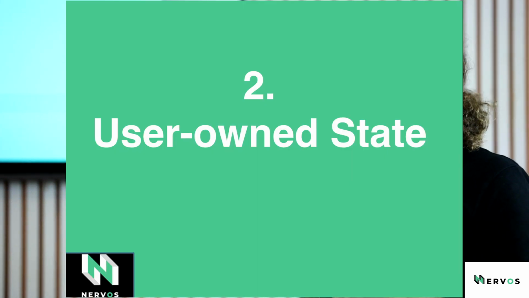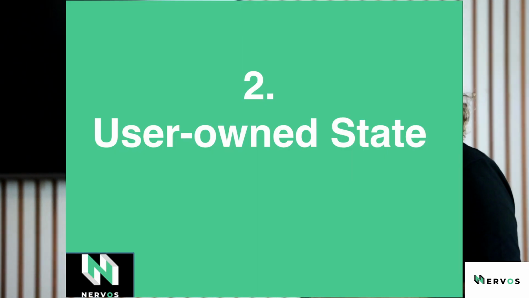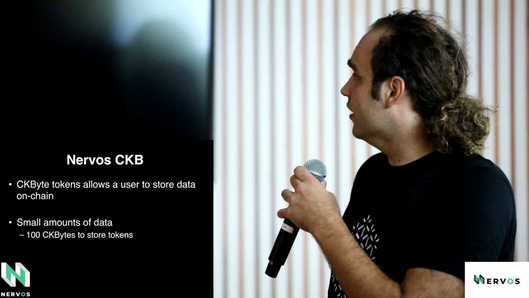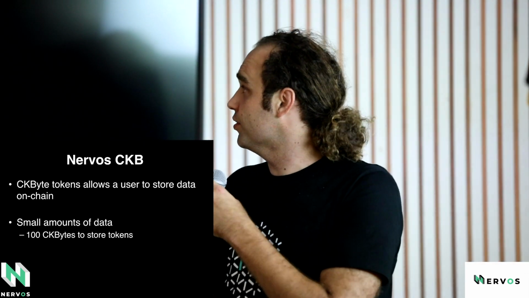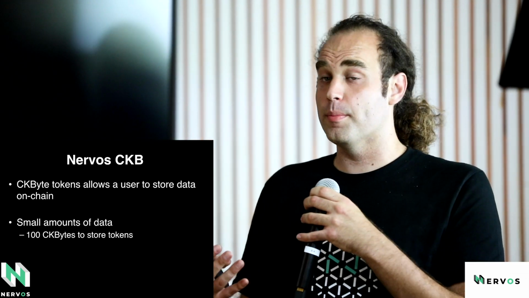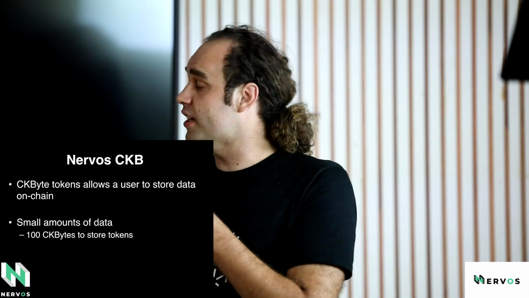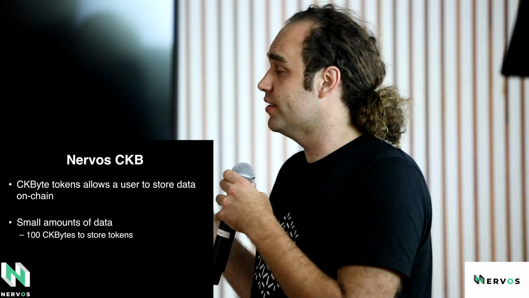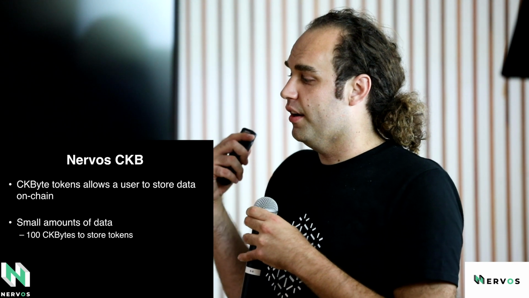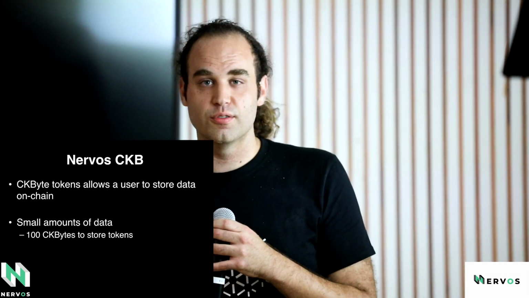So the second requirement is user-owned state. In Nervos CKB, the CK byte tokens allow a user to store data on chain. And this is small amounts of data, so say 100 CK bytes to store tokens. This is different from other blockchains, where I just pay transaction fees and then my data will stay on chain forever.